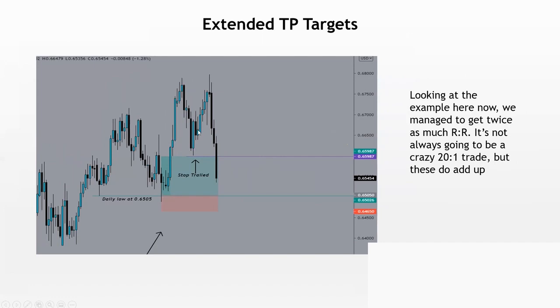Some people may see this here and say, you know what, that's a higher low. I'm going to move it there. And then you probably got maybe like a 3.5. It's not always going to be a 20-to-1 trade. Like, it's not. But having a 2-to-1 instead of a 1-to-1, these things are going to add up.